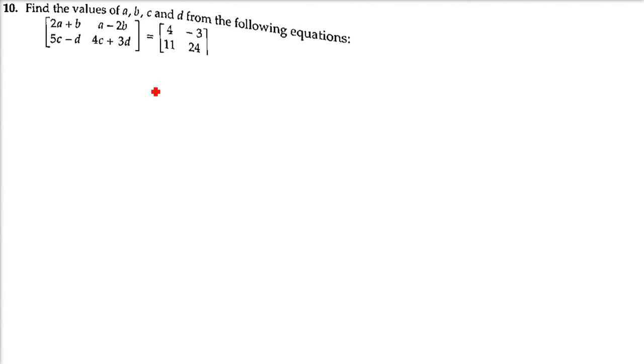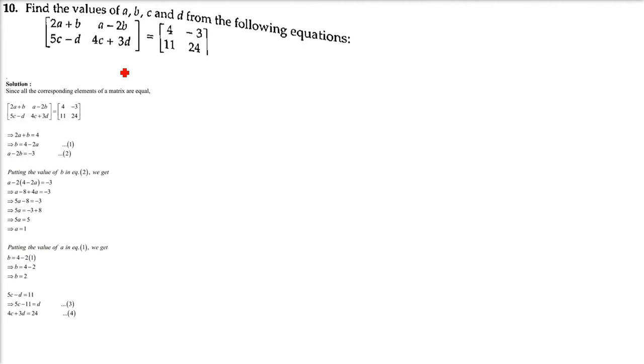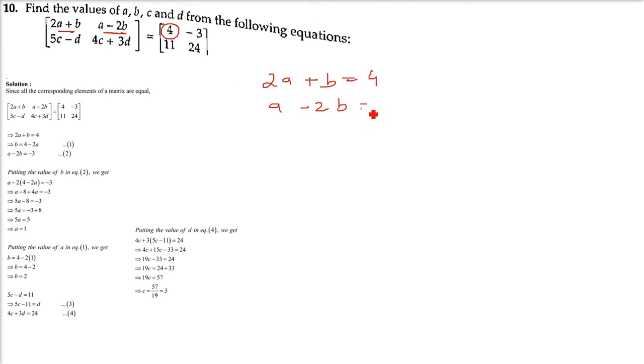Now same way we are going to do it here. We'll just equate the corresponding values and try to find out the actual value. If you want to do it in your textbook or the answer book, just write like this. I'll just do it quickly here. 2a plus b equals 4, and a minus 2b equals negative 3.